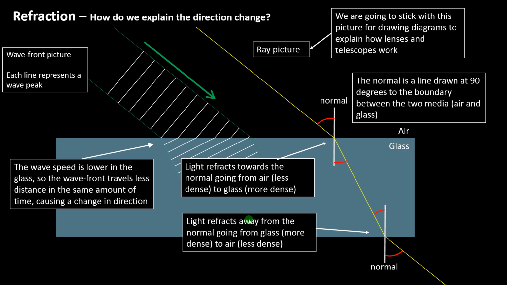The ray will bend away from the normal, so the angle between the ray and the normal will increase as it comes out of the glass and into the air.